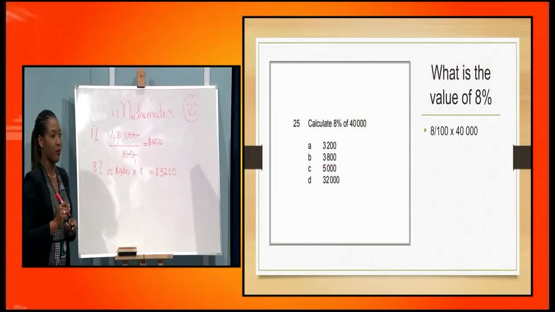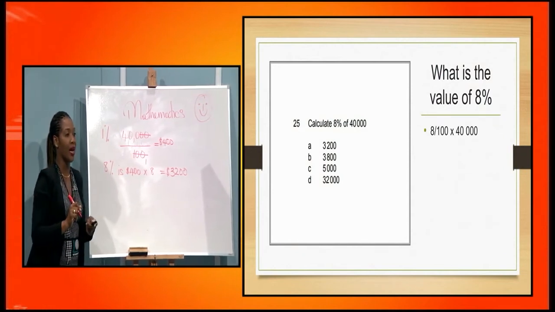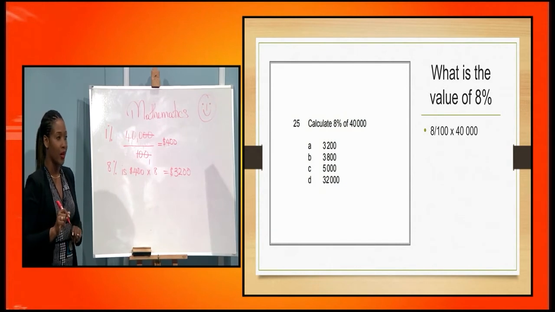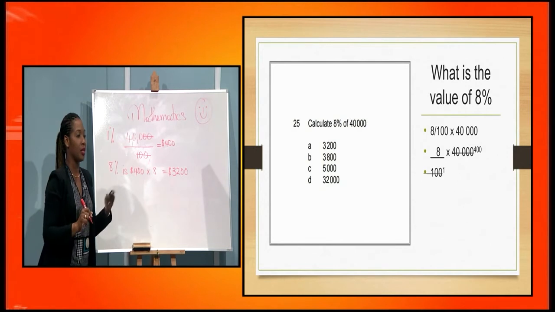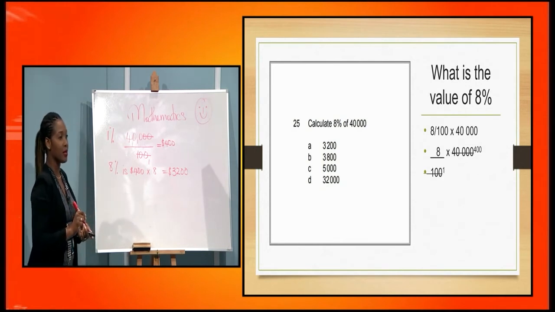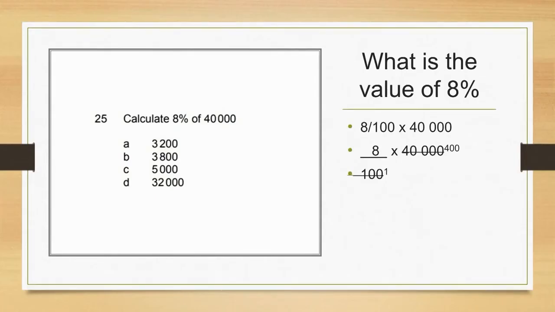Let us see if it's the same way I worked it. We actually did it a little bit different on the screen. So we have 8 out of 100 parts multiplied by 40,000, and you would simplify as best as possible. So you have 100 into 100 one time, 100 into 40,000 goes 400 times. Multiply that 400 by 8, giving you the same answer, which is 3,200. And that would be option A.